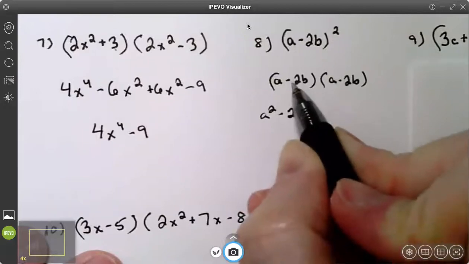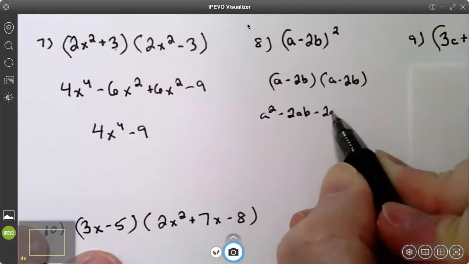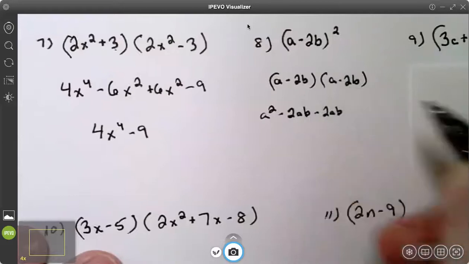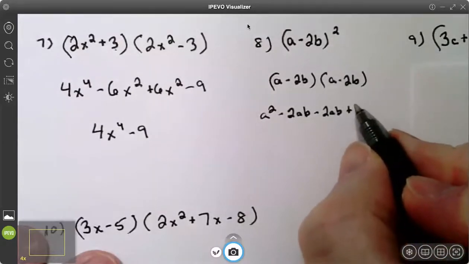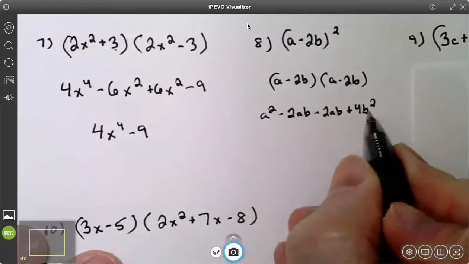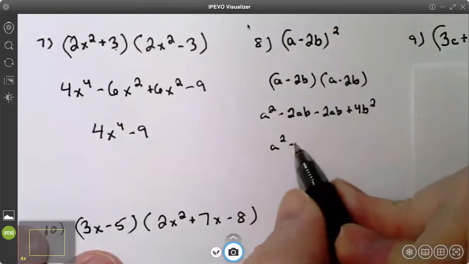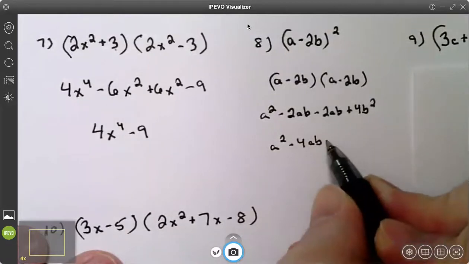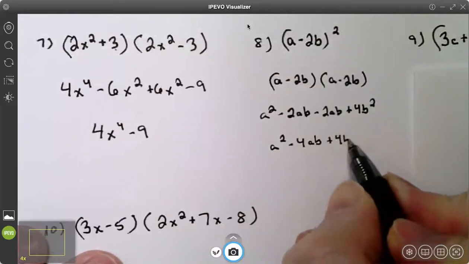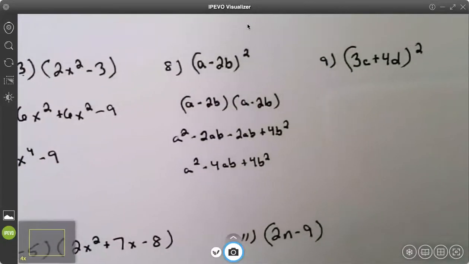Then I distribute the negative 2B. Negative 2B times A is negative 2AB. I'm going to write them alphabetical, AB. And negative 2B times negative 2B is positive 4B squared. Degree of 2, degree of 2, degree of 2, degree of 2. So I'm going to write them alphabetical with my A's first, then my AB's when I combine like terms in the middle, then my B's. So it's alphabetical. All three terms have a degree of 2. So the degree of the whole polynomial is 2, and the leading coefficient is 1. You try one.